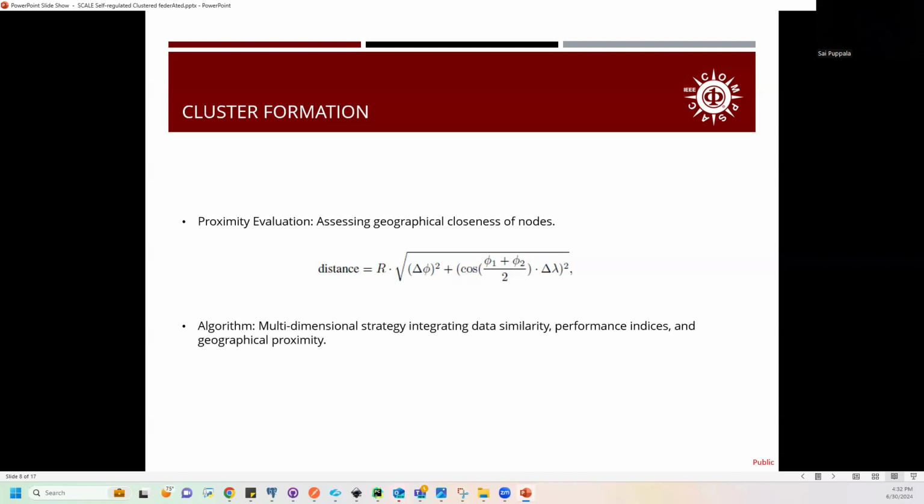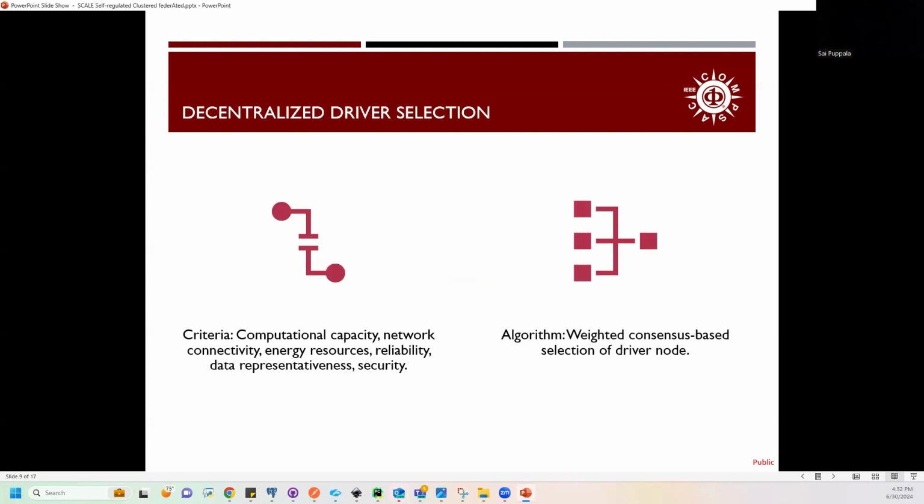So once you identify the top 10 powerful clients, you would see what are the closest clusters to that of the driver node based on the Haversine distance. And you assign those 10 nodes or 9 nodes to that of the driver, and you call that cluster 1. So in the same way we formed 10 clusters based on the proximity evaluation.